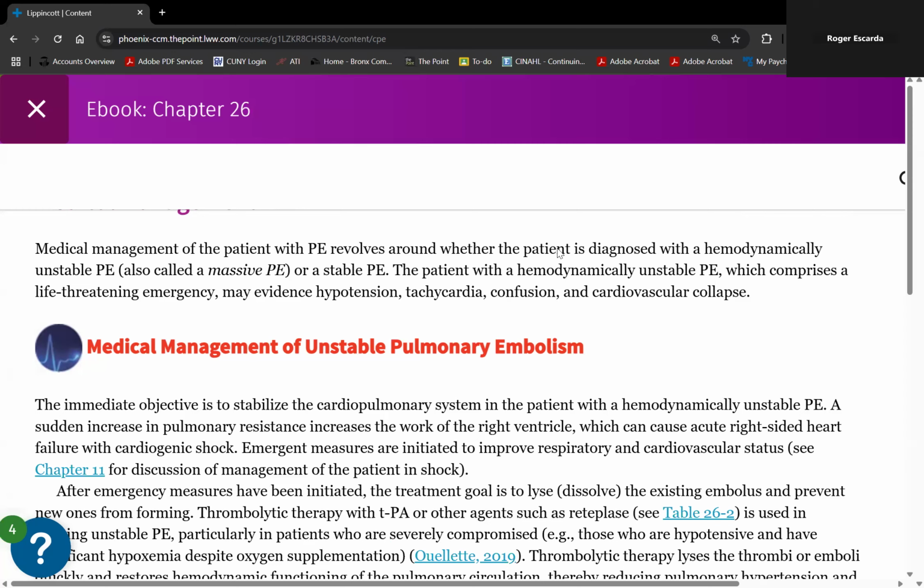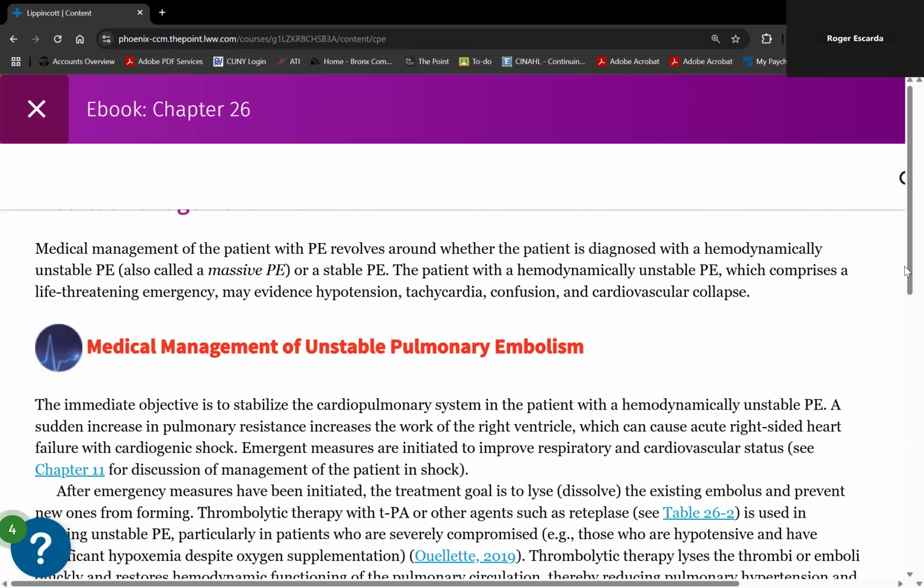For submassive PE, we will give them anticoagulants as an inpatient. Okay, so remember in VTE, we give them what first? Immediate heparin what? IV. Okay, so if it's submassive, heparin IV. Low risk, low molecular weight heparin, or even apixaban, and then send them home. Submassive PE, they have to stay in the hospital.